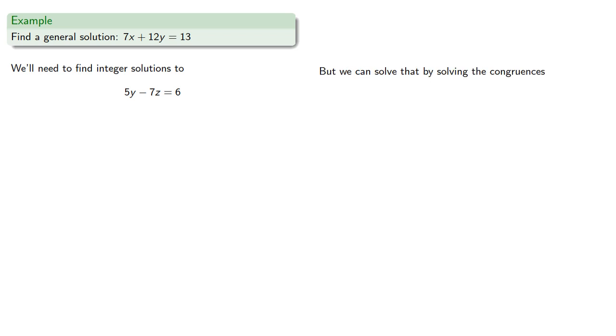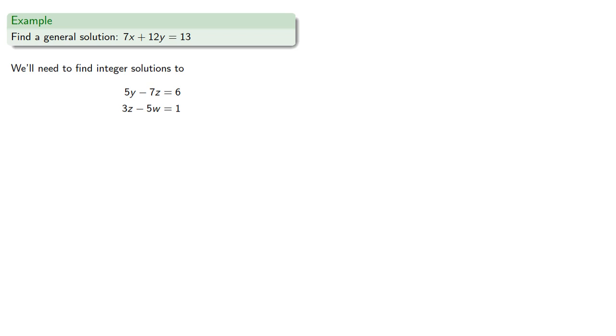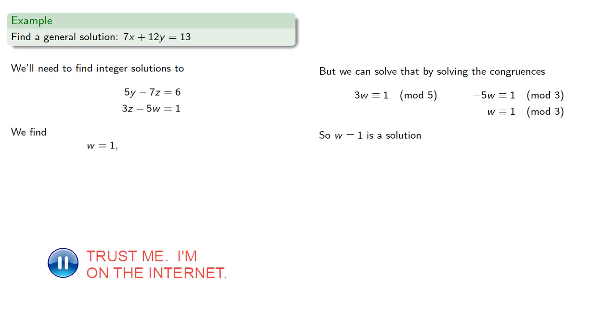But we can solve that equation by solving the congruences, which we can reduce, where, again, our second congruence has solutions corresponding to the equation 3z minus 5w equals 1. And so that's the second equation we want to find integer solutions to. But we can solve that equation by solving the congruences, where we finally reduce down to a simple congruence, w congruent to 1, and so we know w equals 1 is a solution.